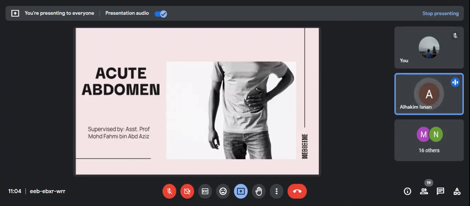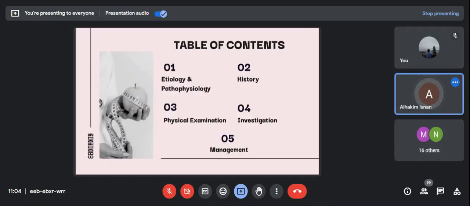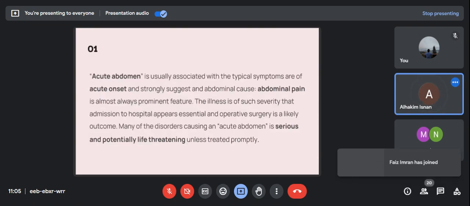I'm Hakim, and I will be presenting the first part of the presentation. Before that, the table of contents: we have etiology and pathophysiology. Second is history. Third, physical examination. Fourth, investigation, and fifth is management. Okay, so here's the first one.